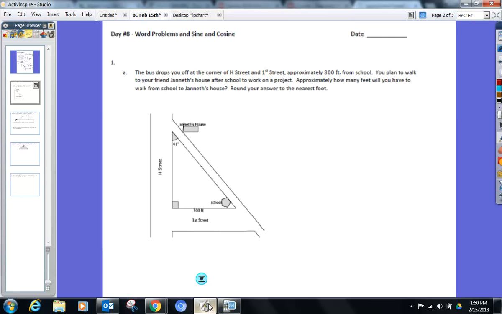All right. Nobody cares about Big Al's house. I want to know how far you walk from school to Big Al's house. To the nearest foot. How far a walk is it from the school to Big Al's house?